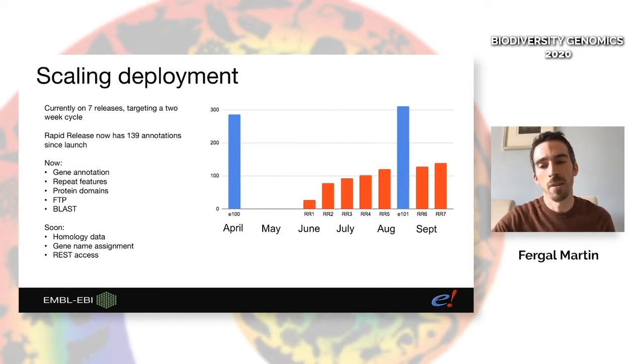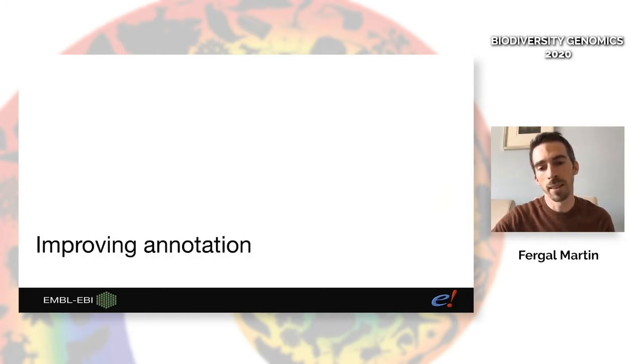What we provide now is the gene annotation, also repeat features, protein domains, an FTP site with all the different file dumps, and also a BLAST service. But what we're working on at the moment is also incorporating homology data, gene name assignment, and REST access. So the final thing I want to talk about is improving annotation.